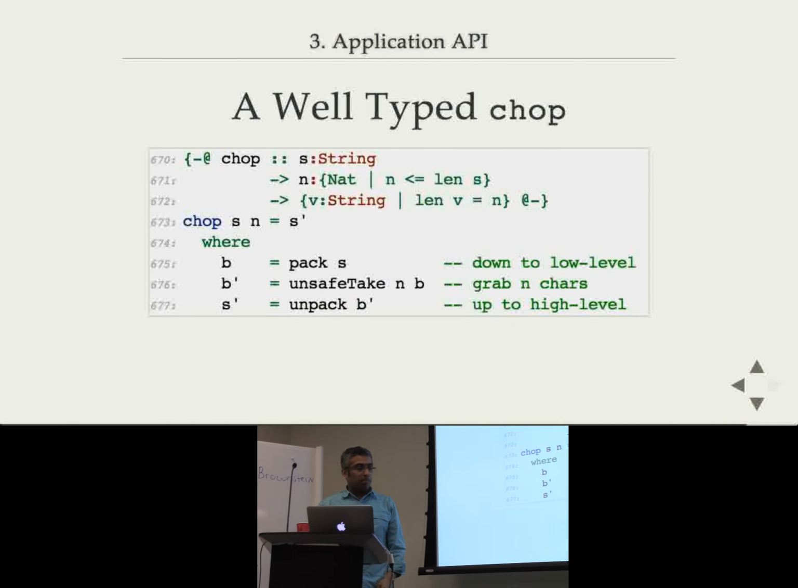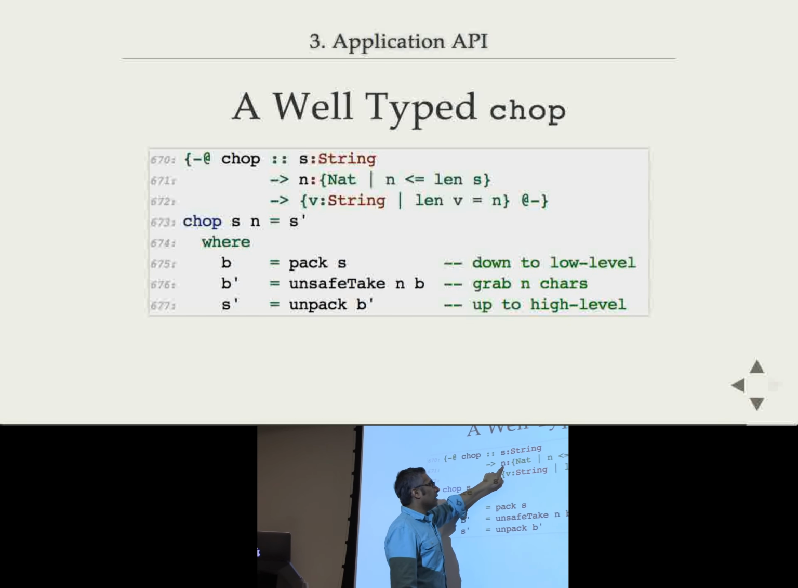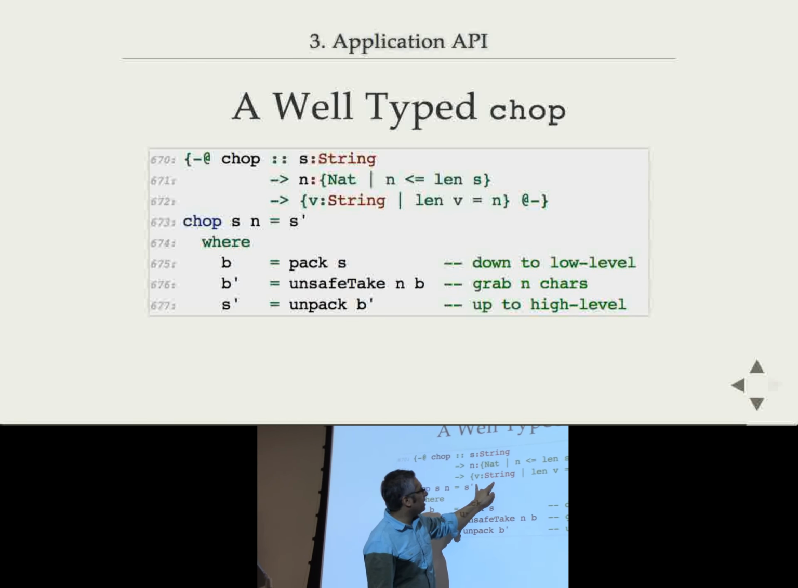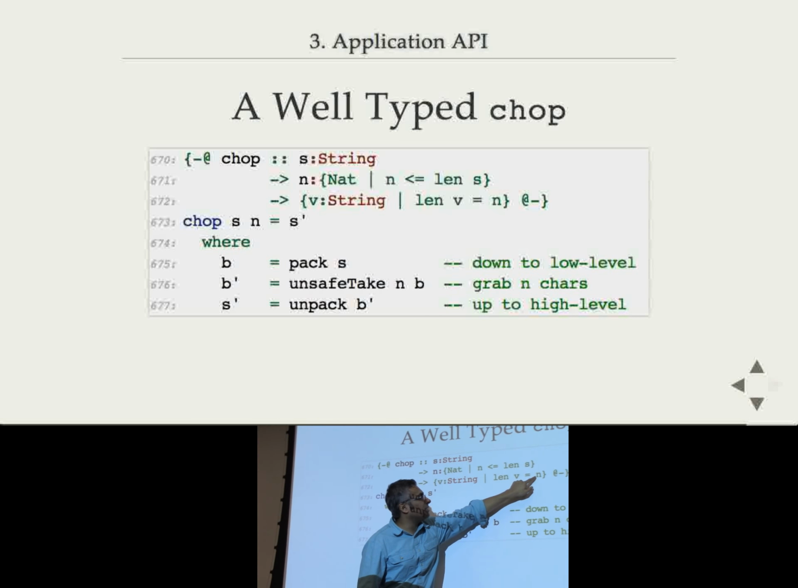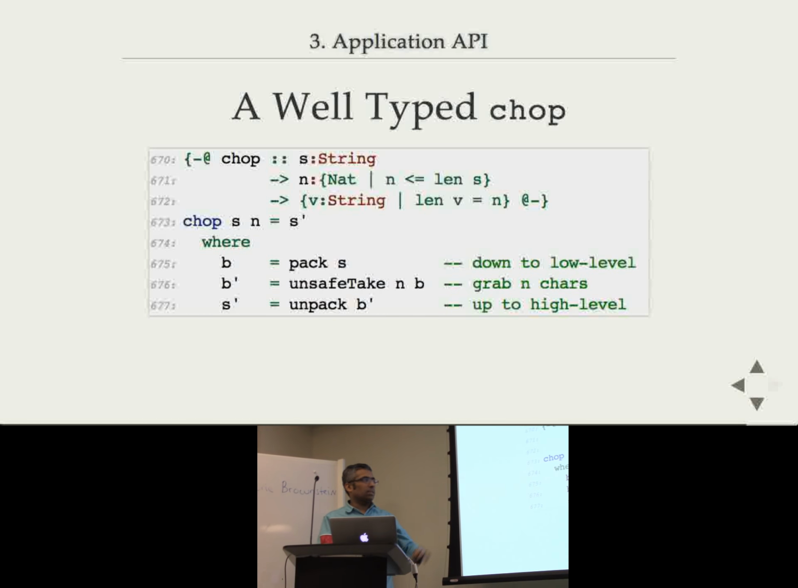But you can fix it by writing down a signature that says, don't worry, I'm going to give you S, which is a string. The number that I give you will be less than the length of S. No need to freak out. And in that case, the output you will get is in fact a string whose length is equal to N. And then it all works out quite nicely, right? Because that's the property you want to have.